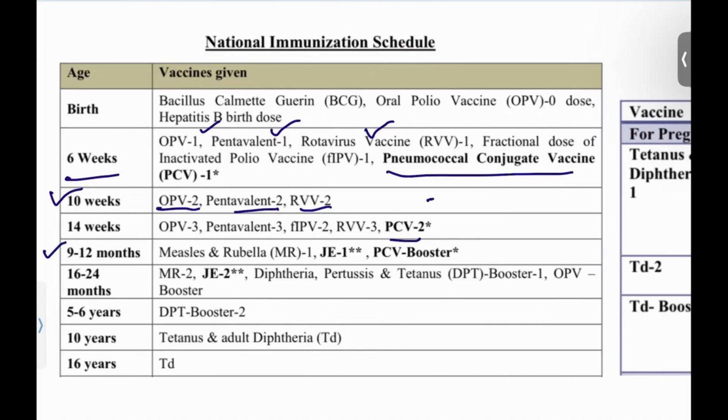At 9 to 12 months, the first vaccine given is measles and rubella, along with JE1. JE1 is given only in endemic regions like the northeastern regions. And the PCV booster is given. PCV has only 2 doses and another one is the booster. At 16 to 24 months, again measles second dose, diphtheria pertussis first booster, and OPV booster we are going to give. At 5 to 6 years, the DPT second booster you are going to give. At least if you remember this, it can be asked in the examination.